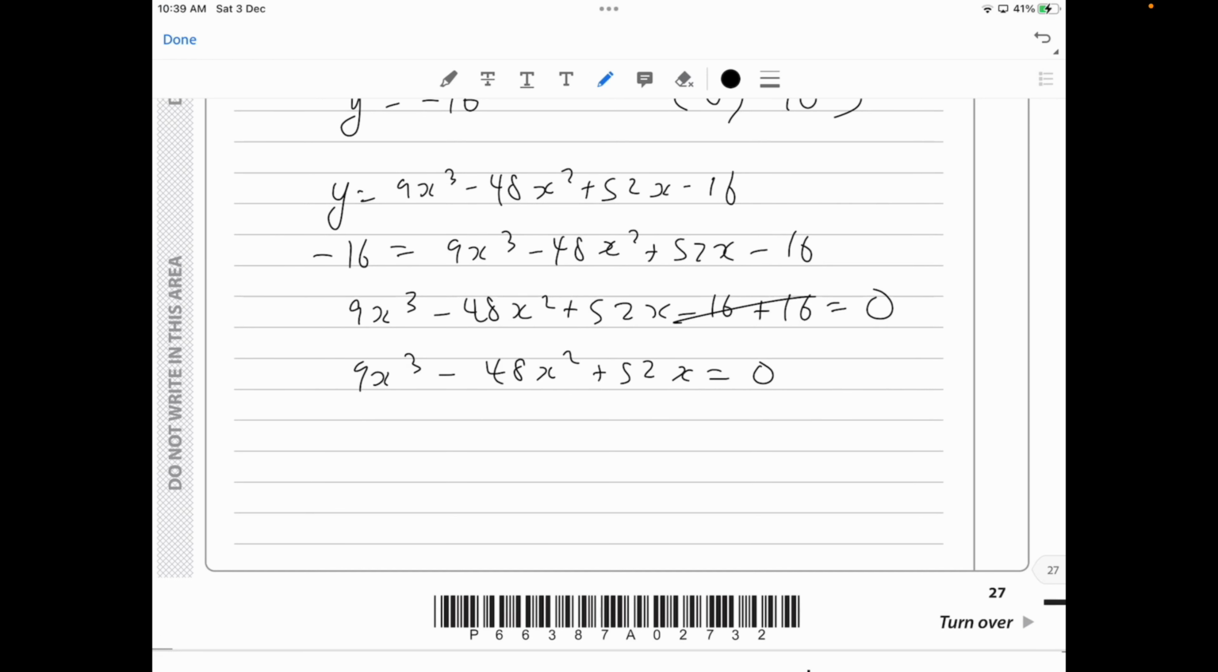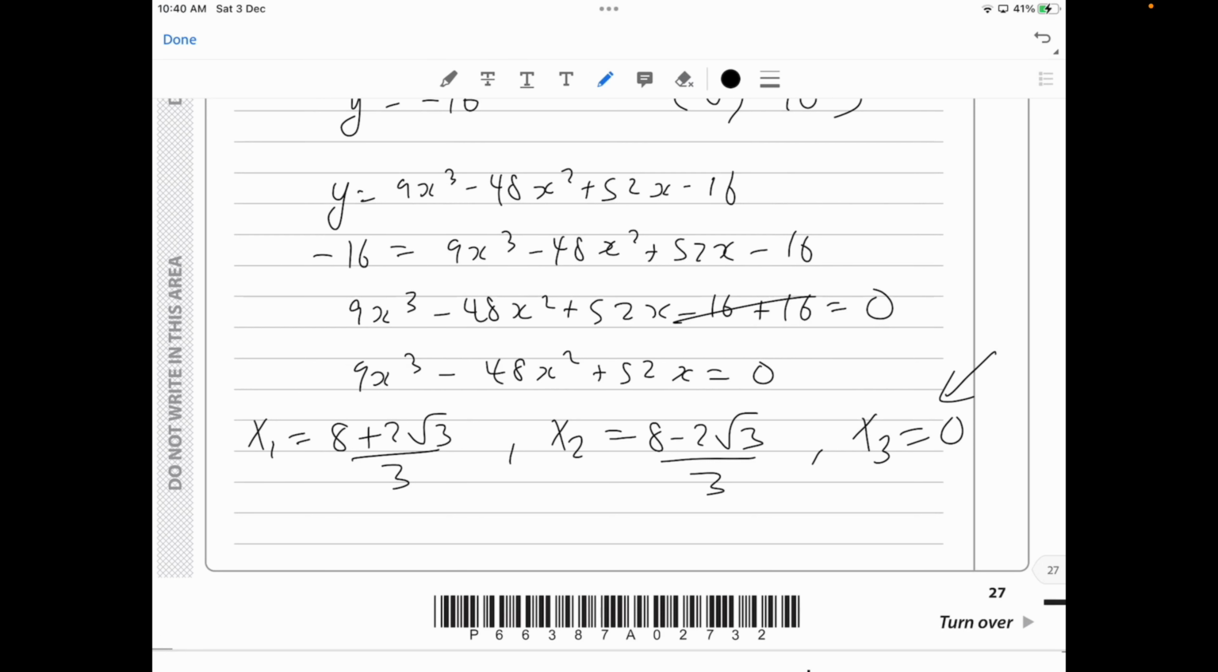By the way, there is a way to solve cubic equations on your calculator. You just use the same way you do quadratic equations. So you're going to get x values of about (8 plus 2√3) divided by 3, your other x value to be (8 minus 2√3) divided by 3, and your other value is going to become 0. We're not going to use the value x3, which is 0.